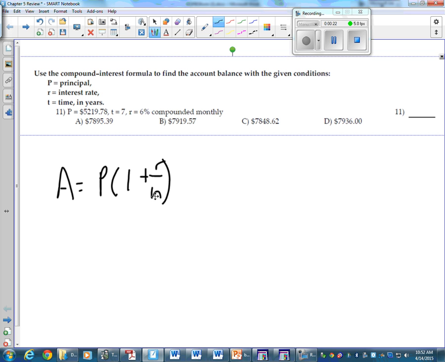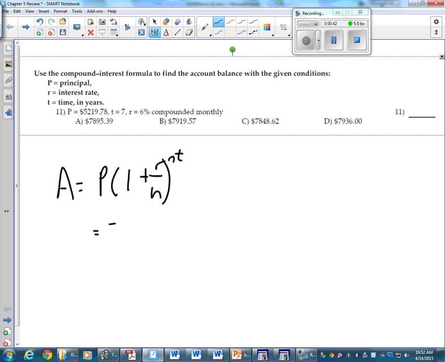N is the number of times it's compounded per year. So if they're talking about annually, you put a 1 for n. If they say semi-annually, that'd be a 2. Quarterly would be a 4. Monthly would be 12. Daily would be 365. So you just have to look at how many times it's compounded. And then up here in your exponent is n times t. N is the number of times it's compounded, t is years.